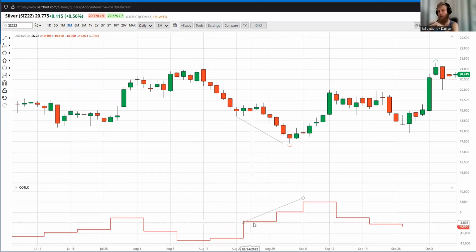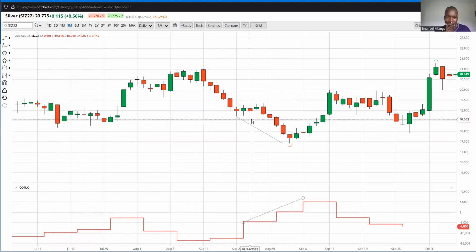The commercials were buying. The commercials are the ones we follow, not large speculators or small speculators. We don't care about that. Don't even put it on the chart. It's irrelevant. Where's it going? If it's going down here and it's selling, where's it going? It's going for liquidity, right?